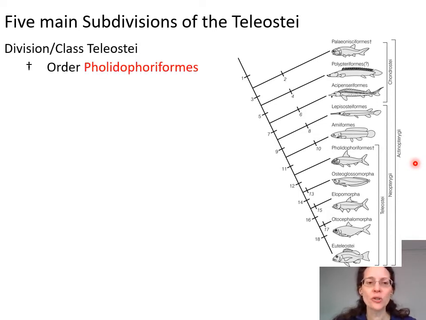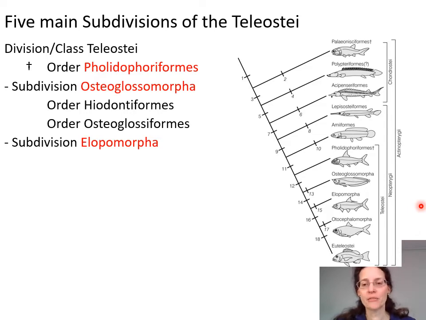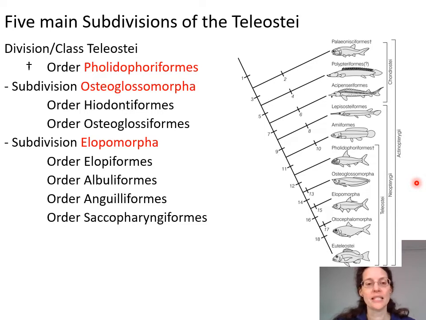So our first major group are the Pholidophoraformes. That's our extinct group. And then after that, we have our subdivision of the osteoglossomorphas. They're made up of the Hiodontiformes and the Osteoglossiformes. The next subdivision are the alapomorphas. The alapomorphas include the Elopiformes, as well as the Albuliformes, the Anguilliformes, the Saccopharyngiformes. The Anguilliformes is kind of a big one. That's got all of our eels in it, our true eels.